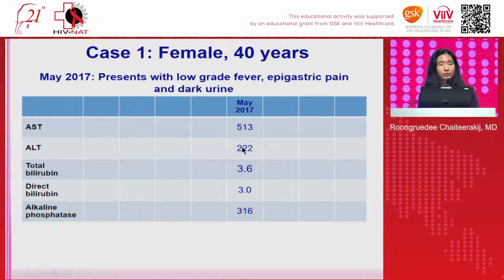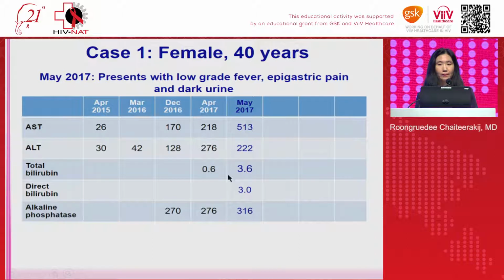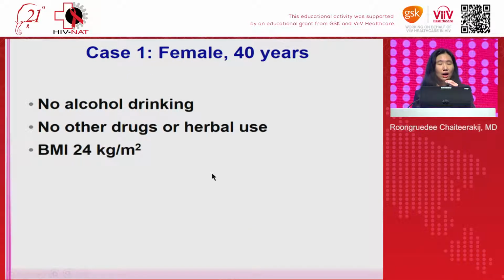You can see that in her liver function test, she has elevation of AST and ALT. She has mild jaundice and elevation of alkaline phosphatase. Looking back at her liver function tests done earlier during the past year, the liver enzyme ALT elevation increased. She said that she has no history of alcohol drinking or taking any other drugs or herbal medicine. She was not obese.